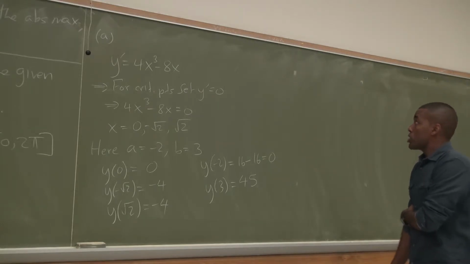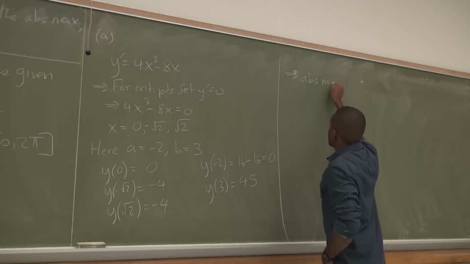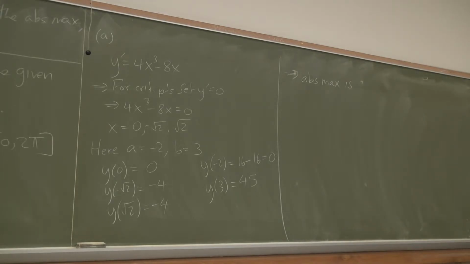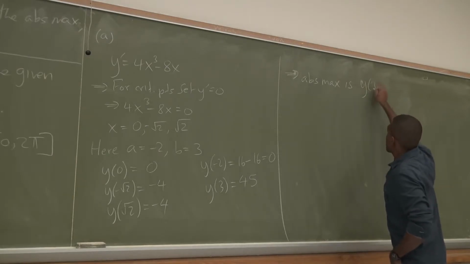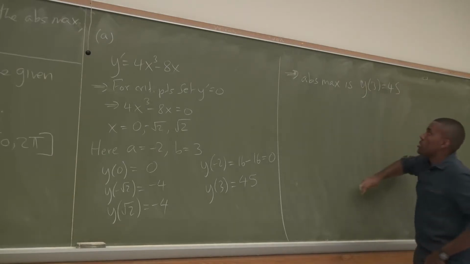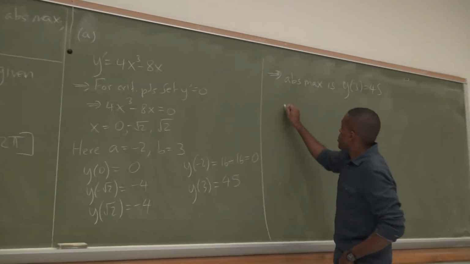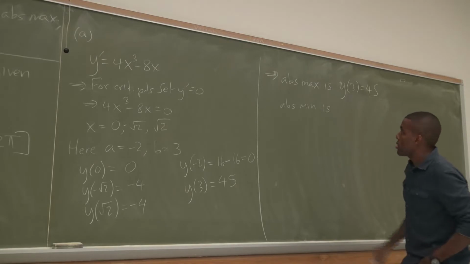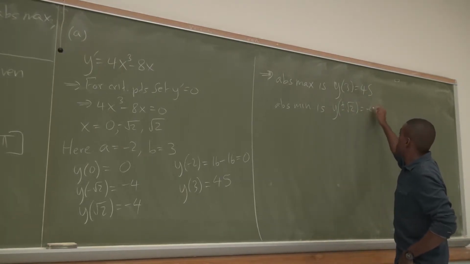Okay. So now, conclusion. Absolute max is what? At x equals 3, which is 45. You should state the answer like this. Give us the value and the output, the whole value. Absolute min is at plus or minus root 2. Evaluate y at plus or minus root 2, which gives us minus 4.